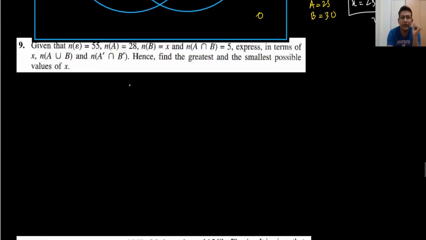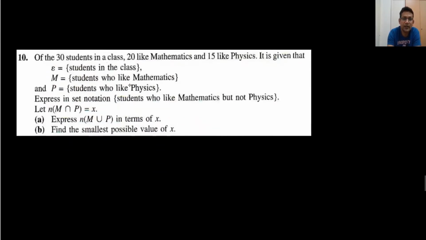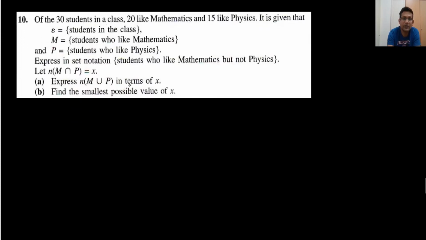In question number 9, it is given to find the largest value, greatest value, and the smallest value of x. But x here is the elements of B, not intersection. So I'm not doing this question number 9. I will do this in the next video because today's target is to do only the intersection. Okay, here, for example, x is intersection, so we can do this question.